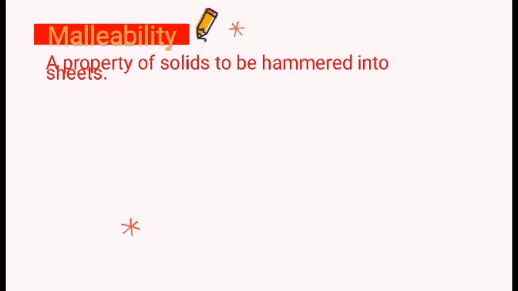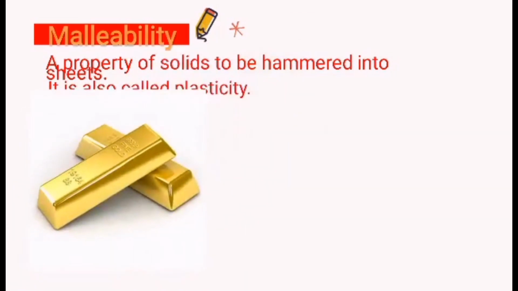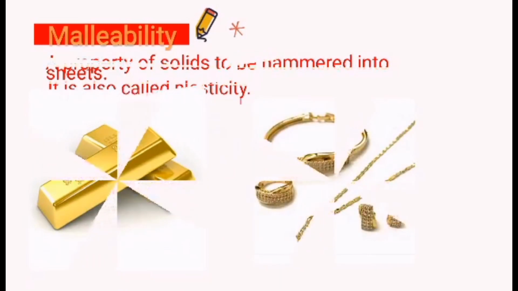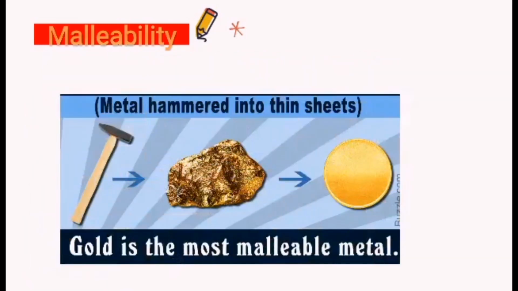Malleability. Malleability is a property of solids to be hammered into sheets. It is also called plasticity. Do you know how a bar of gold can be turned into jewelry? Gold can be hammered into flat sheets until the desired shape of jewelry is obtained. Silver, iron, and aluminum are examples of malleable materials.